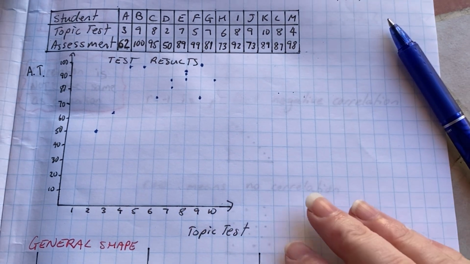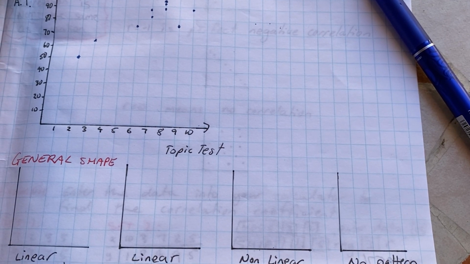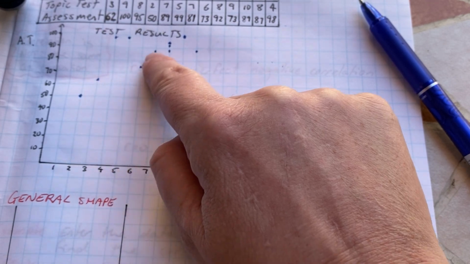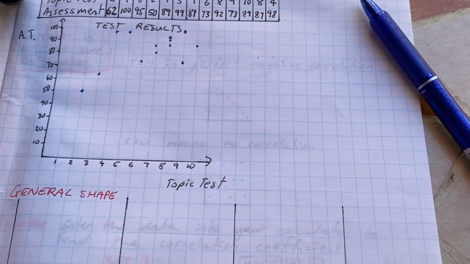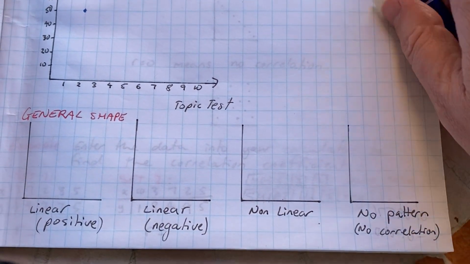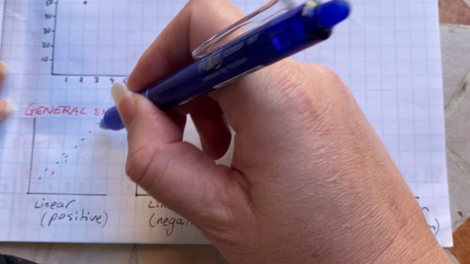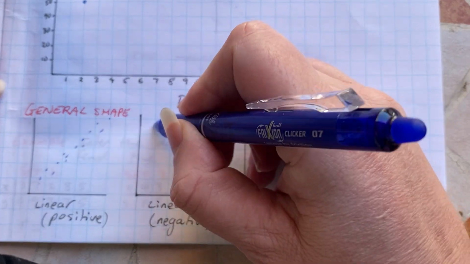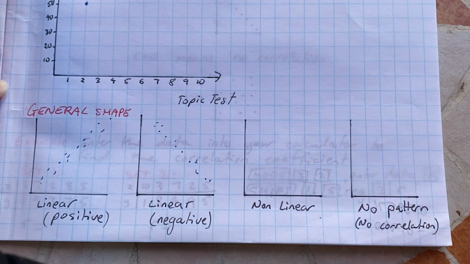What we see with a scatter plot is we tend to look at the general shape of it. We can see these are generally increasing. We could draw a line of best fit through there, but we'll leave that for another exercise. So the general shape, if it generally goes up in a straight line, then it's linear and it's positive. If it generally goes down in a straight line, it's linear negative.